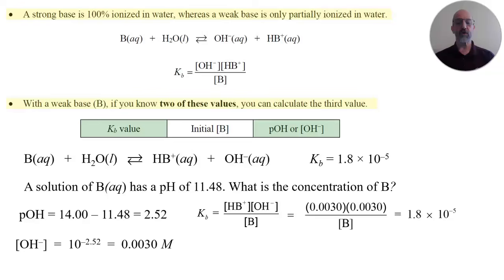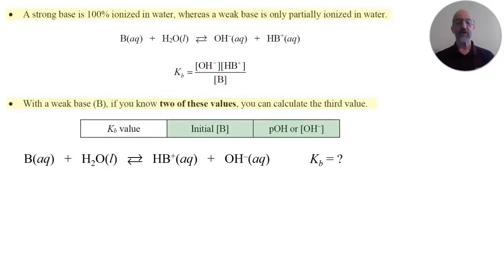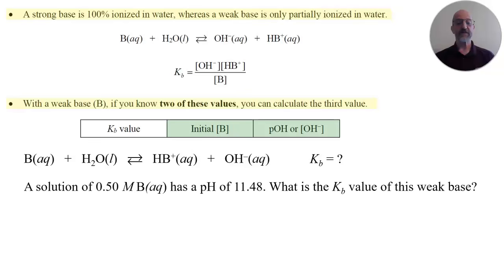So 0.003 squared divided by some number I don't know is equal to the Kb of 1.8 times 10 to the negative 5. A little bit of algebra to solve for the concentration of that weak base, and I get 0.50 molar. And again, as a final, what if you know two of these three values? What if you don't know the Kb, but you know the initial concentration of the base, and then perhaps the pH? The question might look like this. A solution of 0.50 molar, a particular weak base, has a pH of 11.48. What is the value of Kb of this weak base?